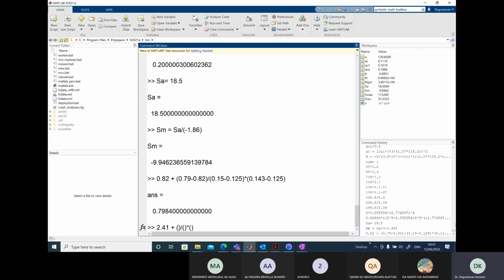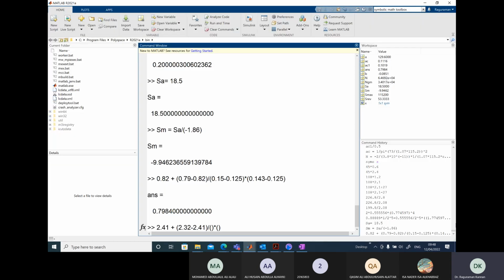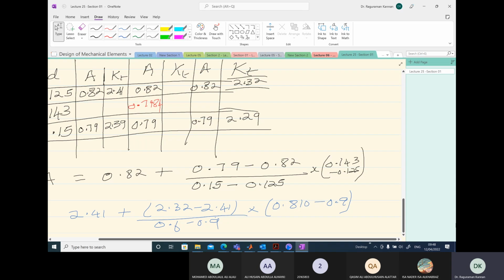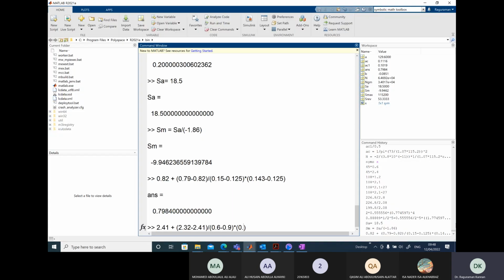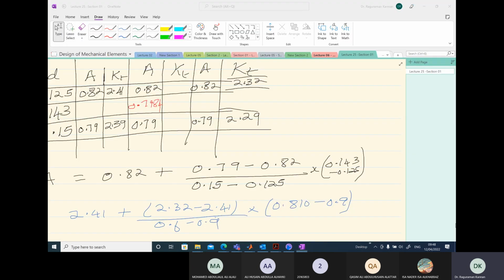In the numerator we have 2.32 minus 2.41, in the denominator 0.6 minus 0.9, then multiply by 0.810 minus 0.9, to get 2.383. So I can write 2.383.